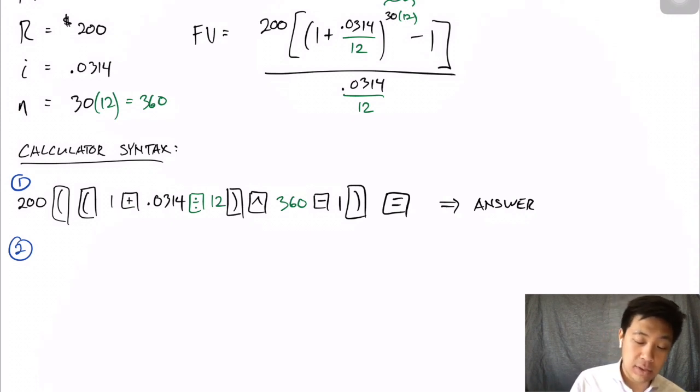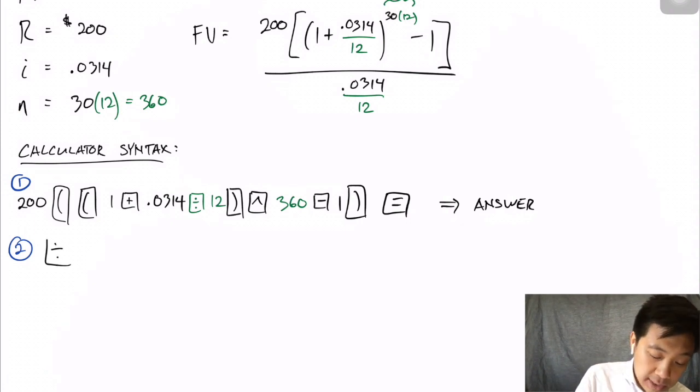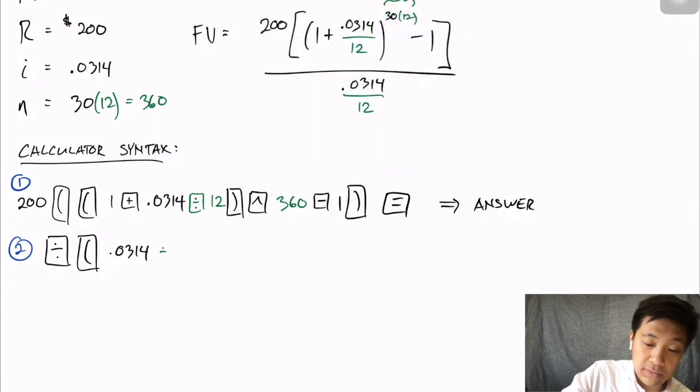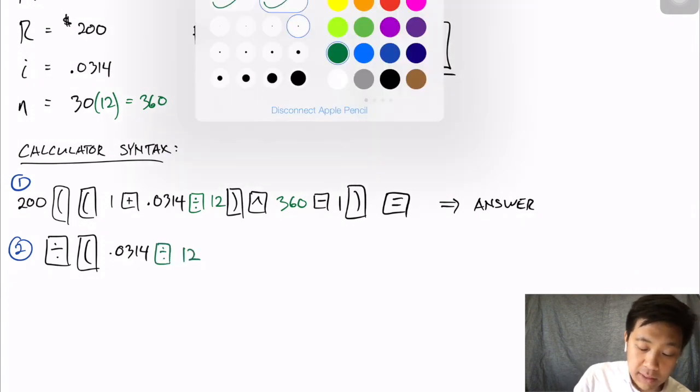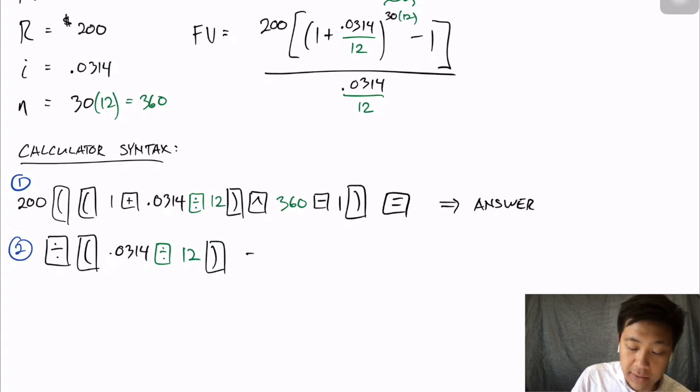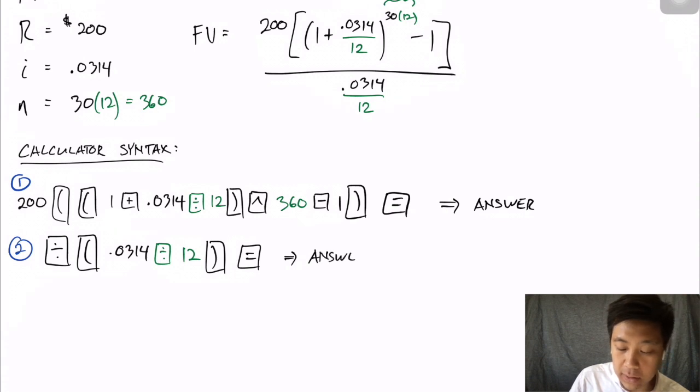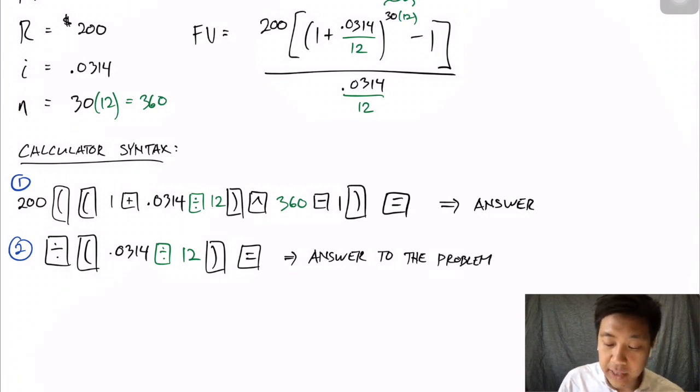Without clearing the calculator, you would then hit the divide symbol, the parentheses symbol, and then 0.0314, and then divide by the compounding period, 12, close this parentheses one more time, the equal sign, and then now this is the answer to the problem. At least the first half of the problem. And then up here you could think of this as, I guess, not the answer itself, but sub-answer, I suppose. Put that in quotation marks.